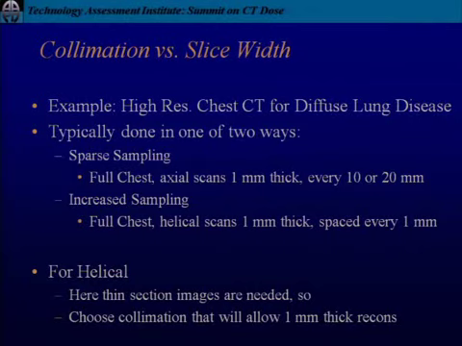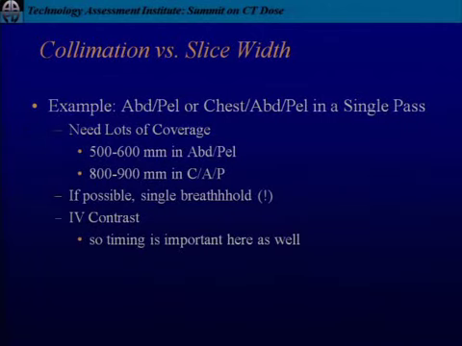It's diffuse lung disease, so it's not something specific and small that you're looking for. A lot of people are doing this. We do this now too. We increase our sampling. We do a full chest helical CT, and we get 1 millimeter thick reconstruction spaced every 1 millimeter. Okay? For helical, we need those thin sections, so we choose a collimation that allows the 1 millimeter thick. Okay? I have a couple examples of that in just a minute.